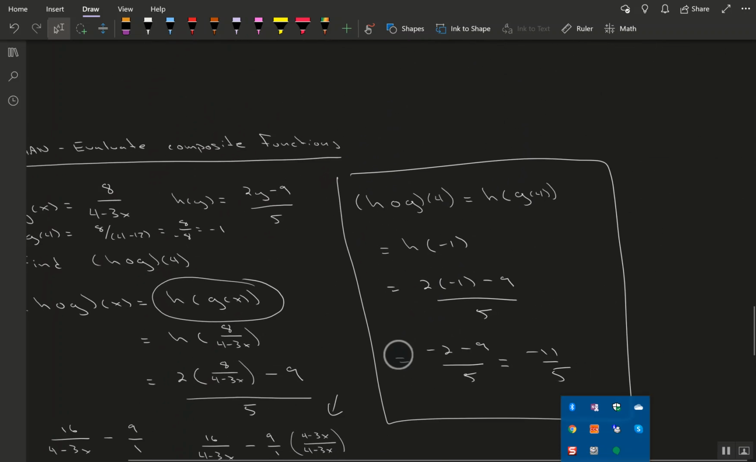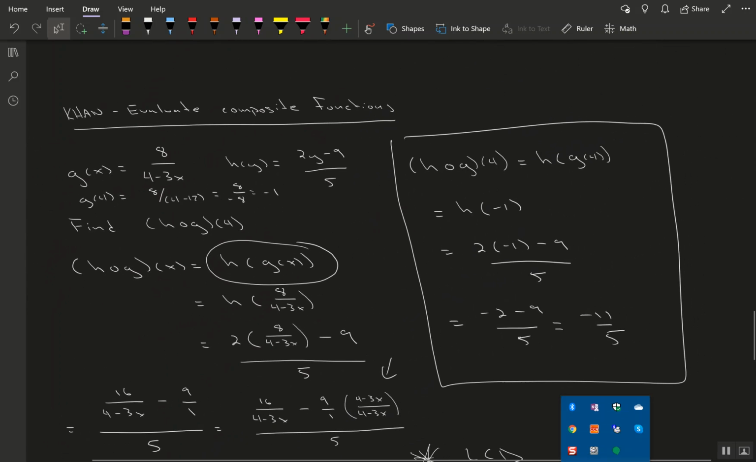Okay, hope that helps. But for most of these composite function exercises, you should probably be thinking this way. It'll make your life a lot easier. Just plug the value into the inside function, evaluate it, and then plug that value you get out into the other function. Okay, hope that helps.